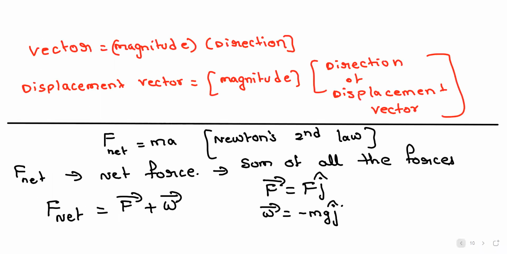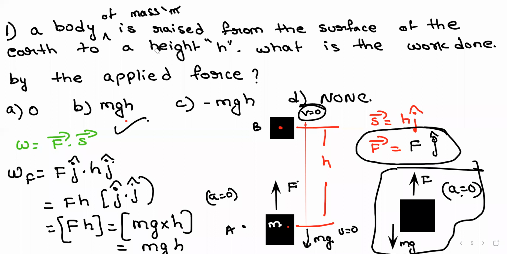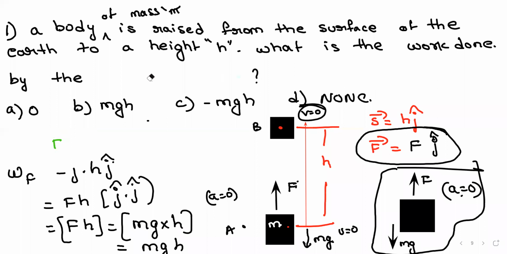So if we substitute this mg here, we get work done by applied force as mgh. So option B is correct. Next, if I write work done by gravitational force, what is the answer? Minus mgh.